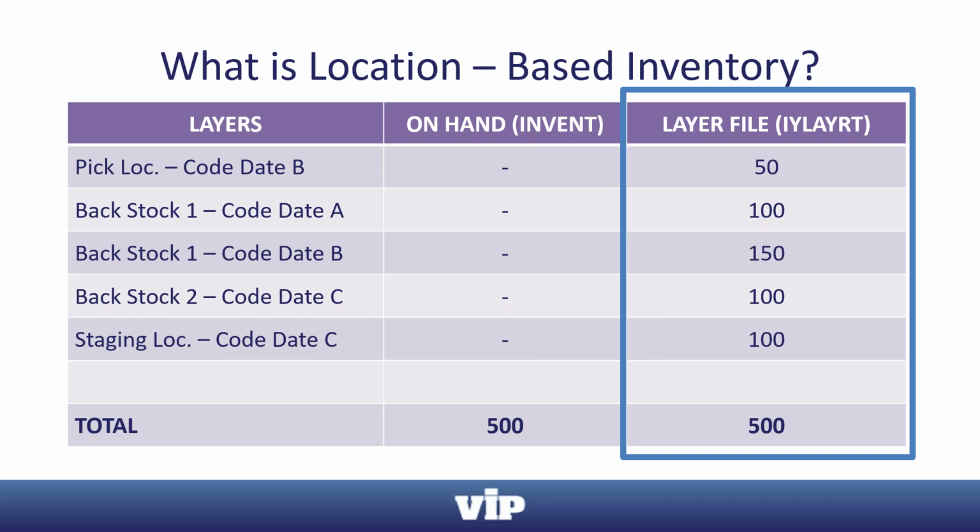And that basically, again, is divvying up all of the product between different locations, code dates, and so on and so forth in your warehouse. Okay, but remember that the quantity always equals the same when you actually total those up. That's a very important part of LBI.